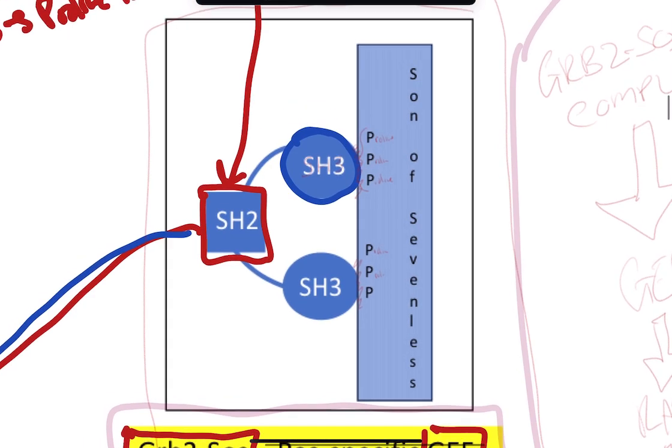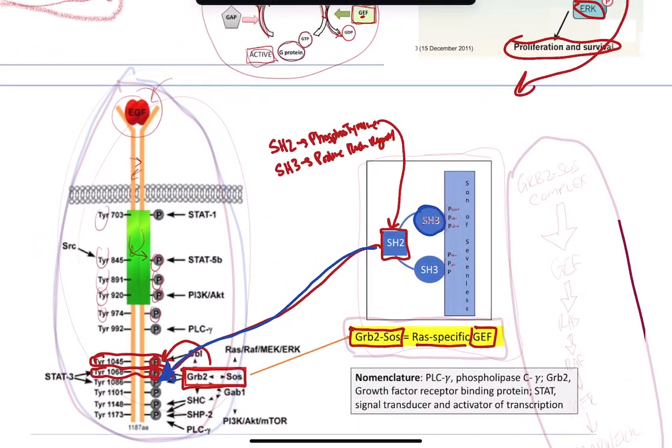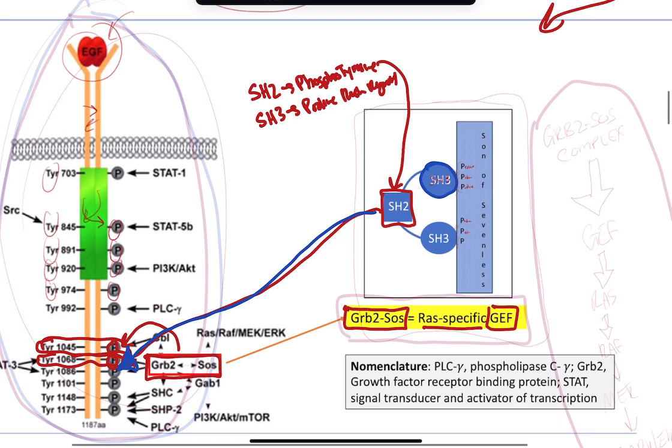Proline. I don't want you guys to think that means phosphorylated. Proline. Okay, you get the point. So these SH3 domains are going to be attracted to these proline-rich regions, right? So there's going to be an attraction here. There's going to be an attraction here. Okay, this whole thing is our GRB2 SOS complex, and that, ladies and gentlemen, finally is our GEF.